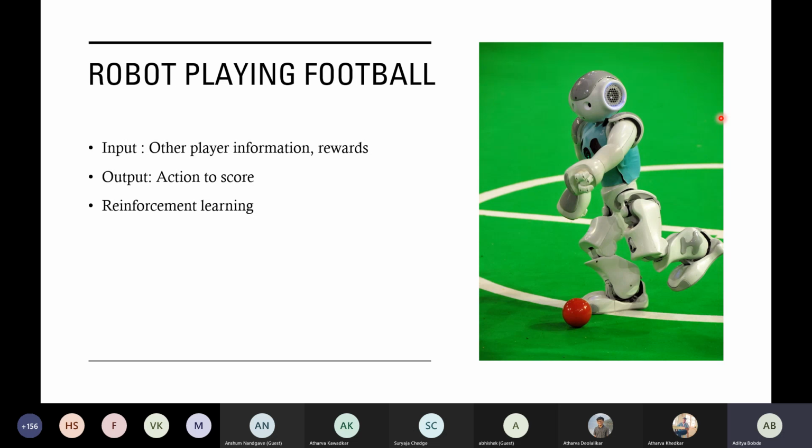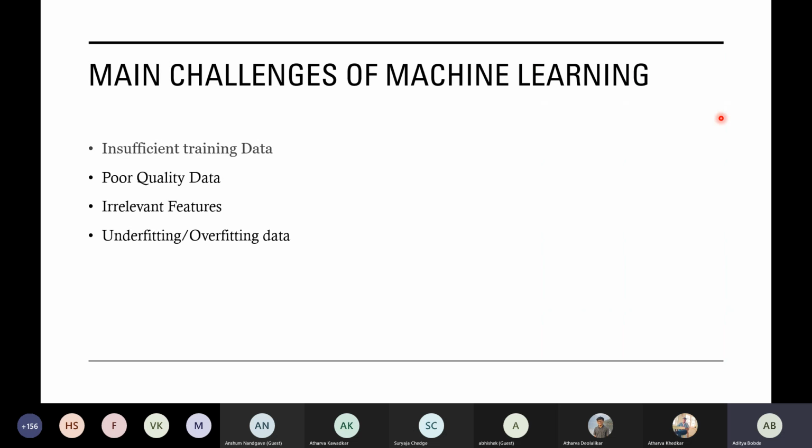Okay, yes. Now the next topic. Every coin has two sides. If there are lots of advantages of machine learning, there will also be some disadvantages. These are some of the major drawbacks that you want to focus on while building your machine learning models.